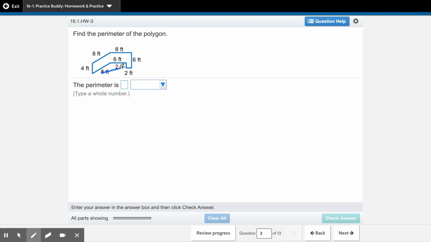Like I know 8 and 2 is 10. I know 8 and 2 is also 10. I know 6 and 4 is 10. And then I have a 6 and an 8 left. And I'm going to add those all together.